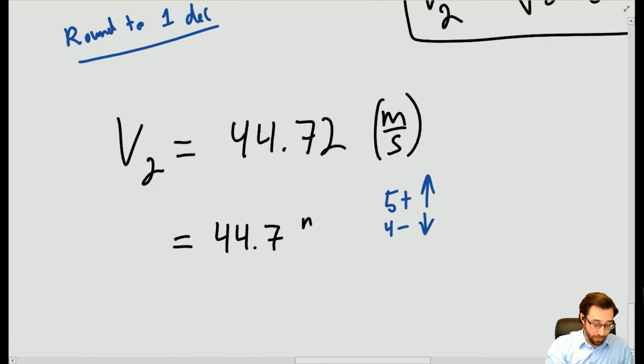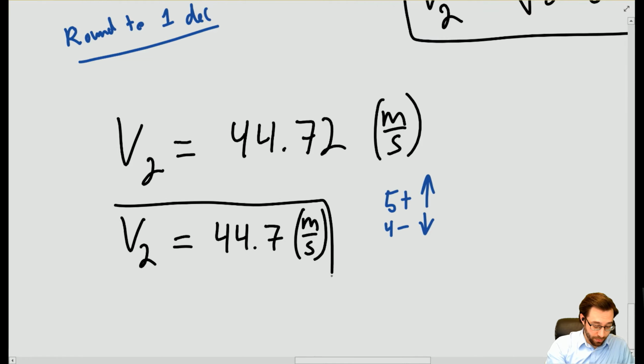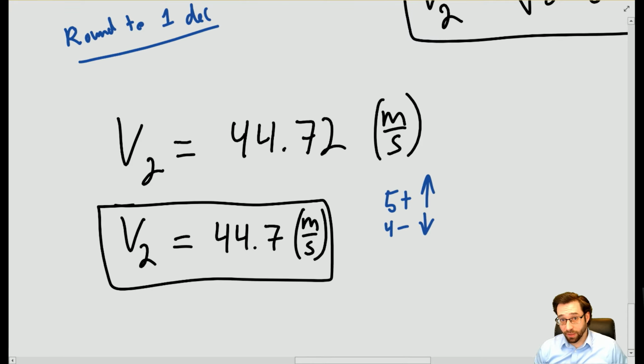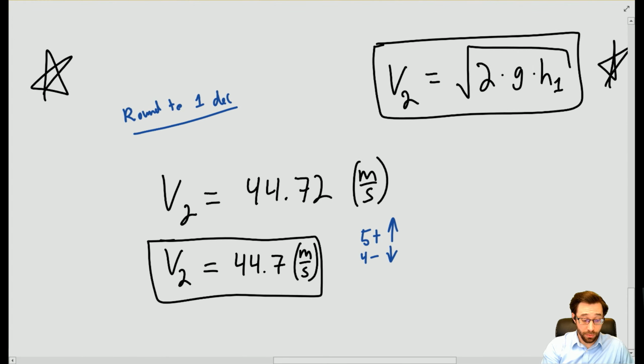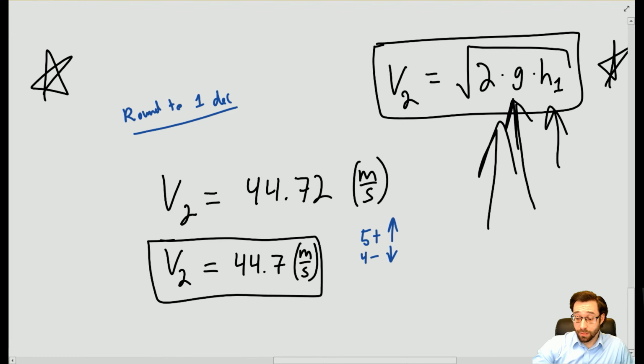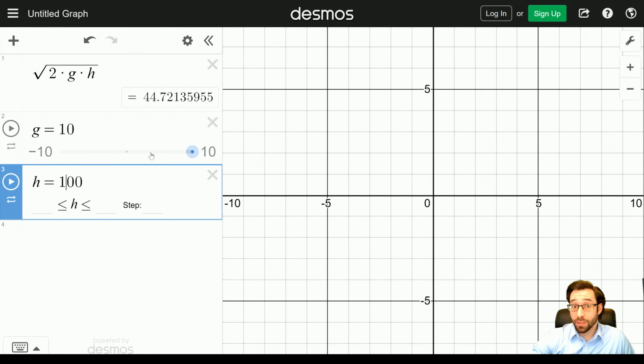So this would be meters over seconds, velocity at state 2, and that is my final answer for the velocity at state 2. Now, all the stuff that we've done up to this point, you don't have to do on the assessment. All you need to know is this equation. You need to write down what you know and what you need to find. You just plug in your knowns into Desmos, get your answer, and round properly, and then you're done. That's all it is for the assessment.